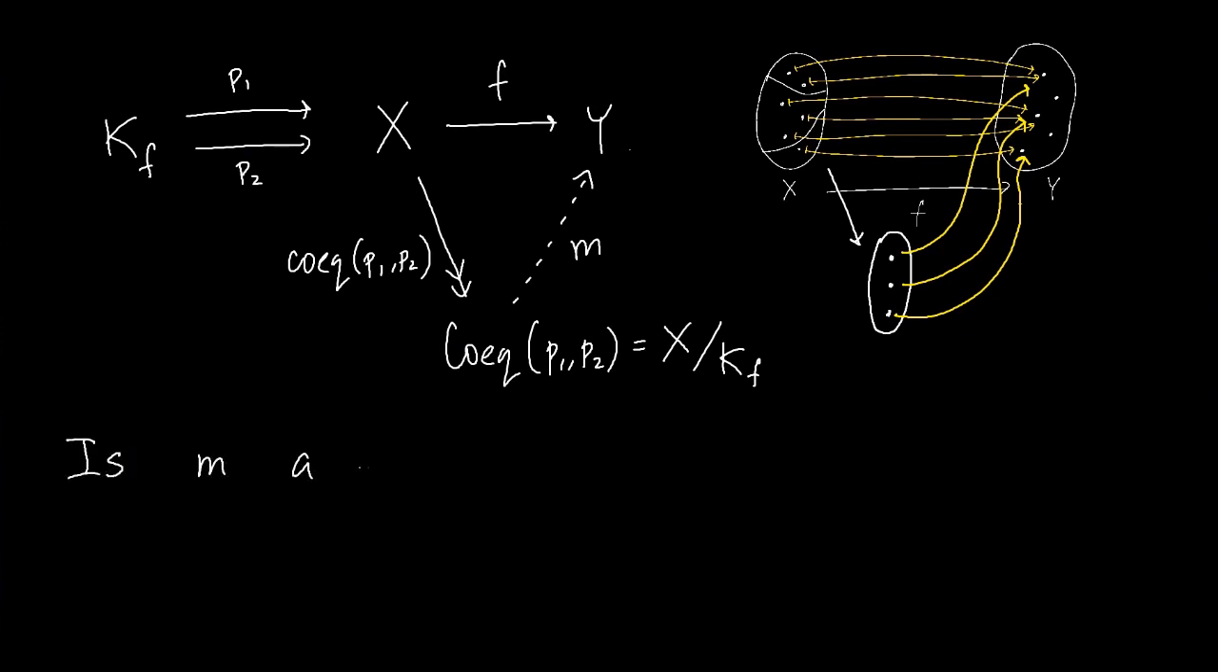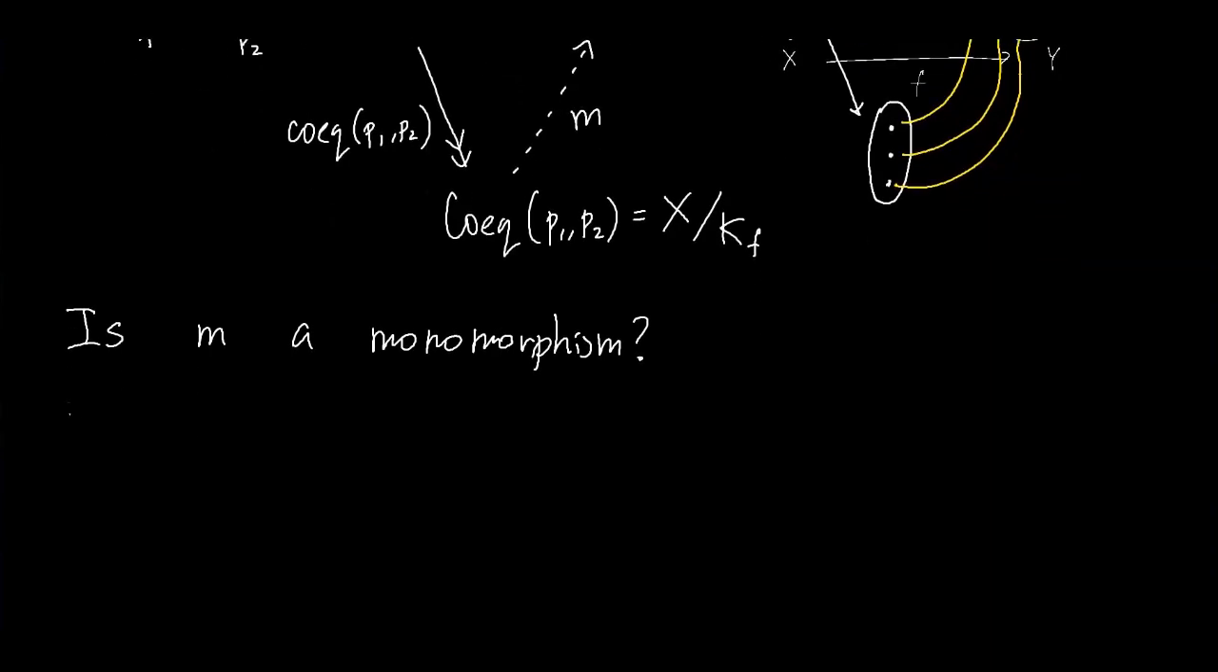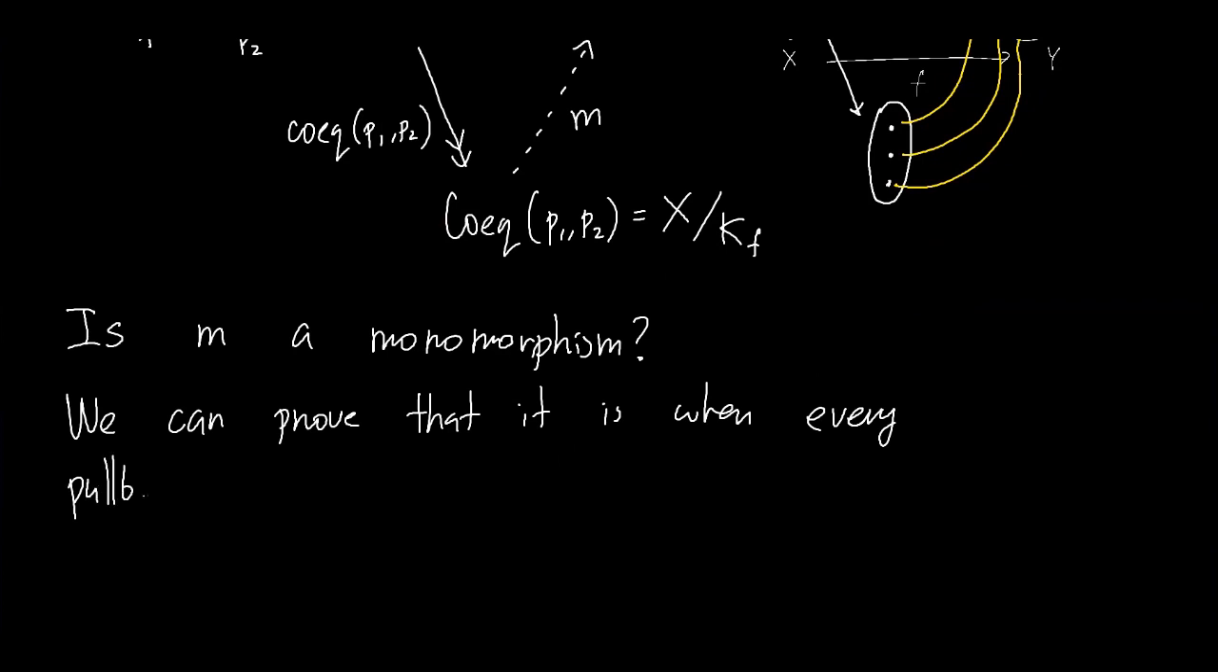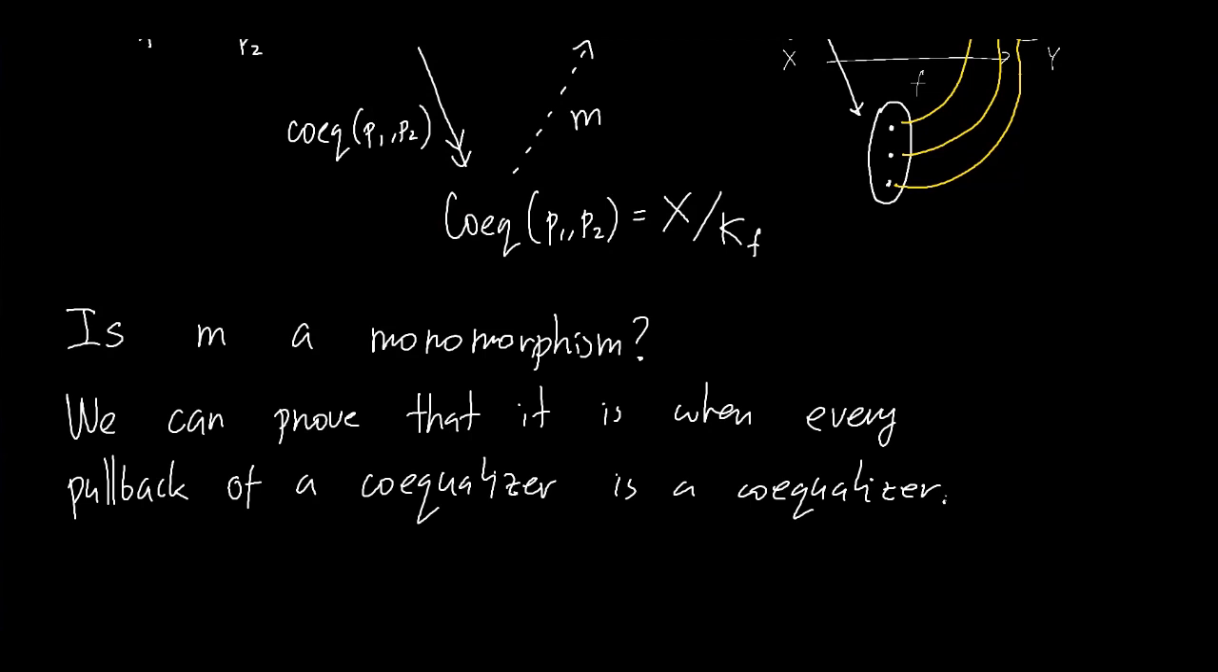So is M a monomorphism? We can prove that it is when every pullback of a coequalizer is a coequalizer. Before attempting to prove that, let's talk about this condition itself.